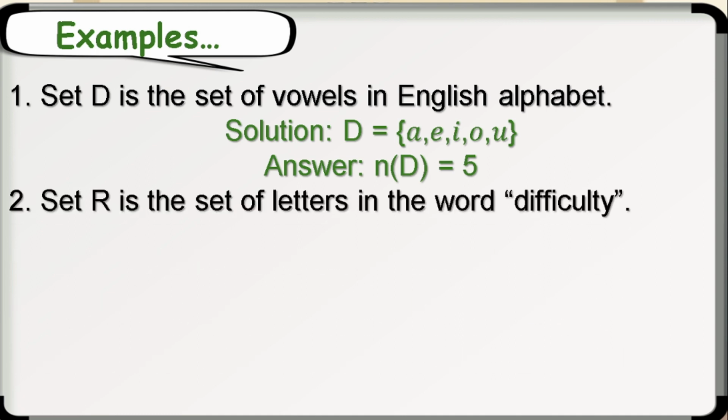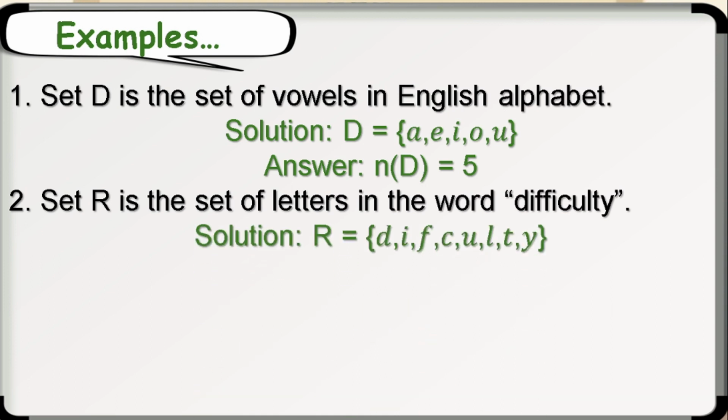Number 2, set R is the set of letters in the word "difficulty". If we are going to write the elements of that set, we have R = {D, I, F, C, U, L, T, Y}. Remember that we just list the same element once. Therefore, the cardinality of set R is 8.